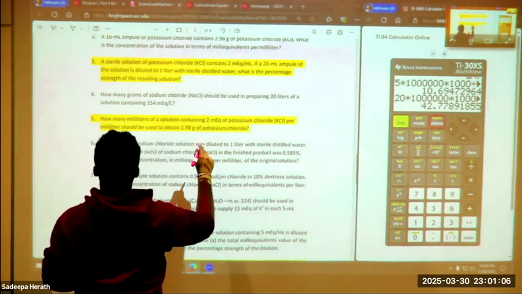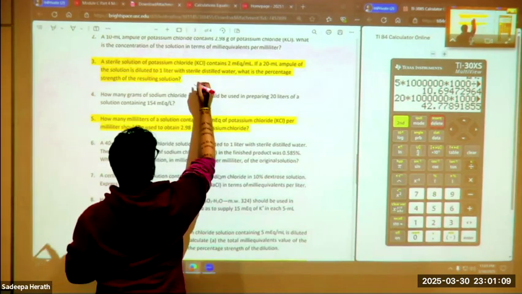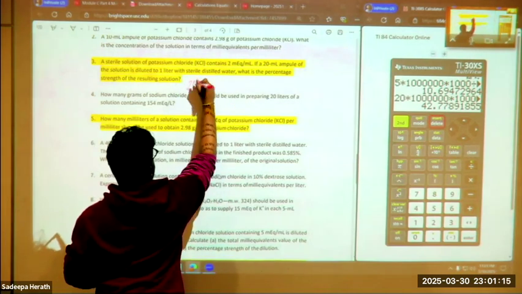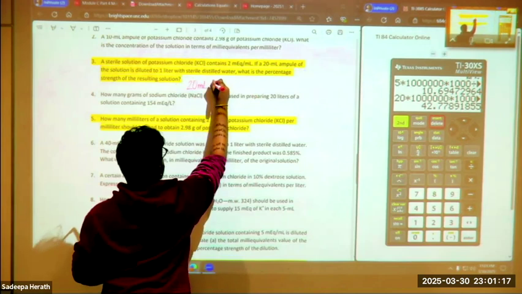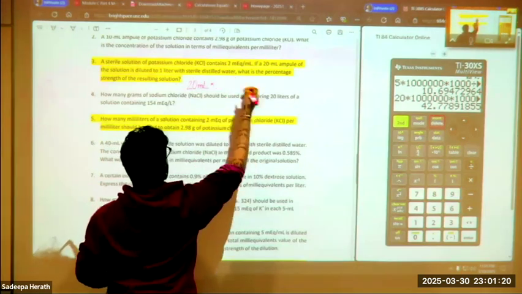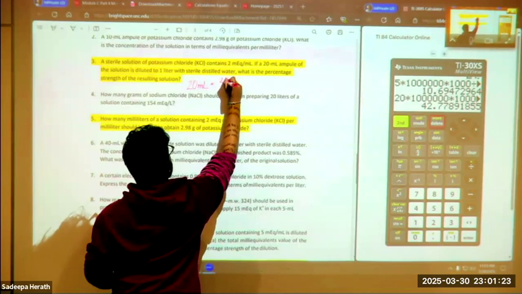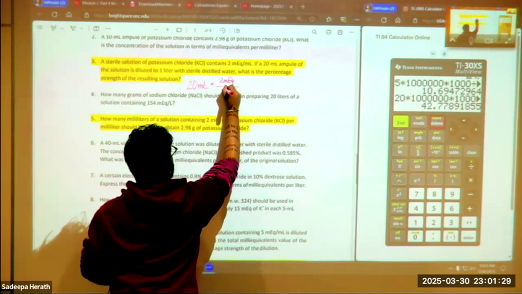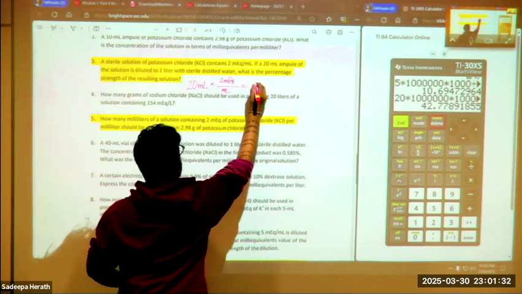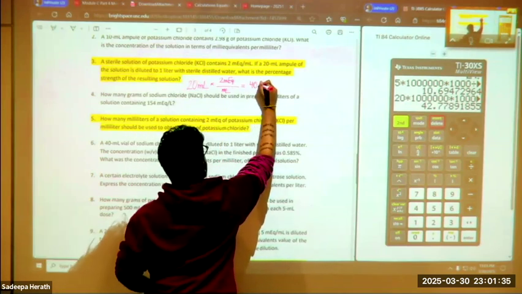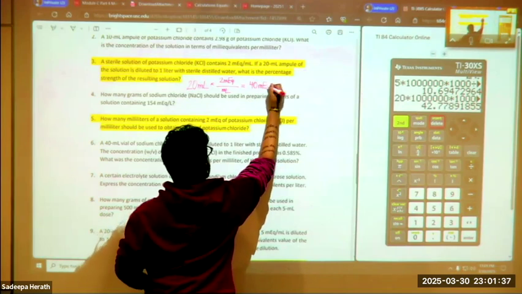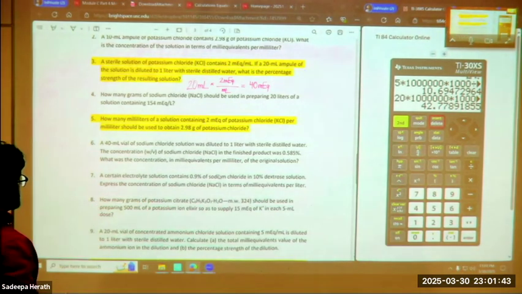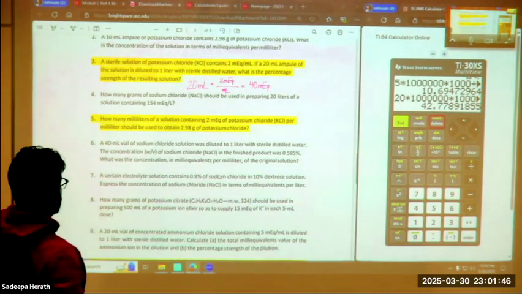So, 20 ml times what we're given, our conversion factor is our bridge, 2 MEQ per ml, equals 40 MEQ. Okay, so we know that in this ampule, there are 40 milliequivalents of potassium chloride.